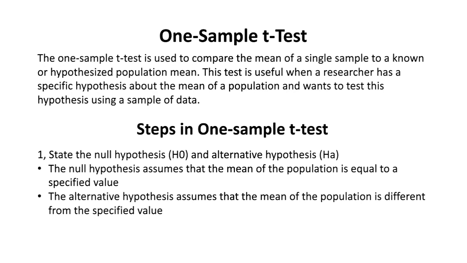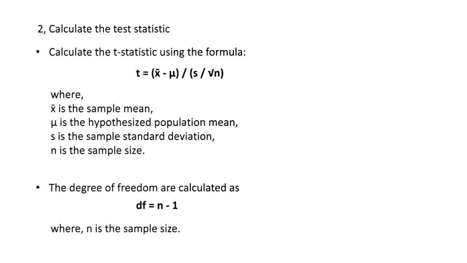Steps in one-sample t-test. 1. State the null hypothesis, H0, and alternative hypothesis, HA. The null hypothesis assumes that the mean of the population is equal to a specified value. The alternative hypothesis assumes that the mean of the population is different from the specified value. 2. Calculate the test statistic.